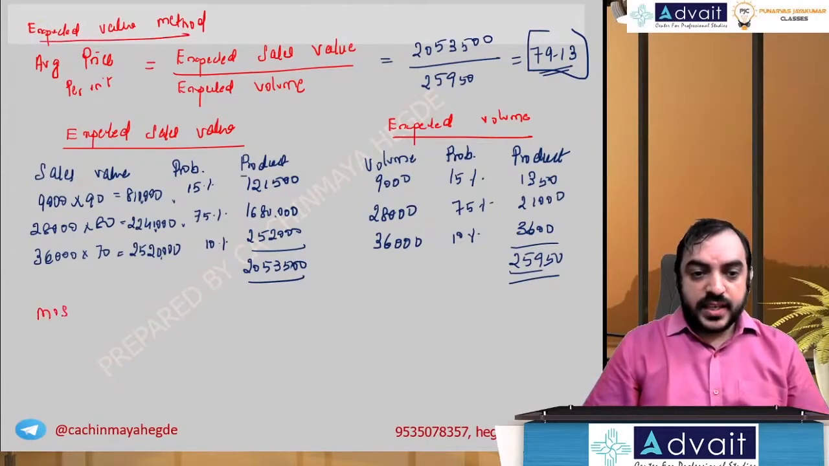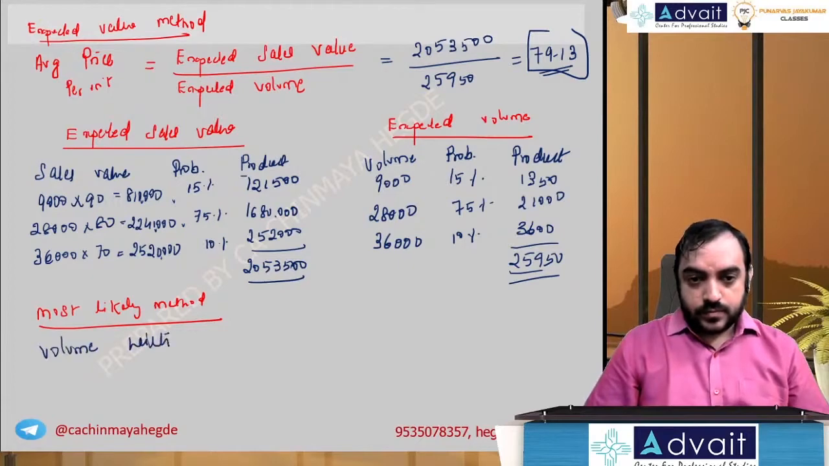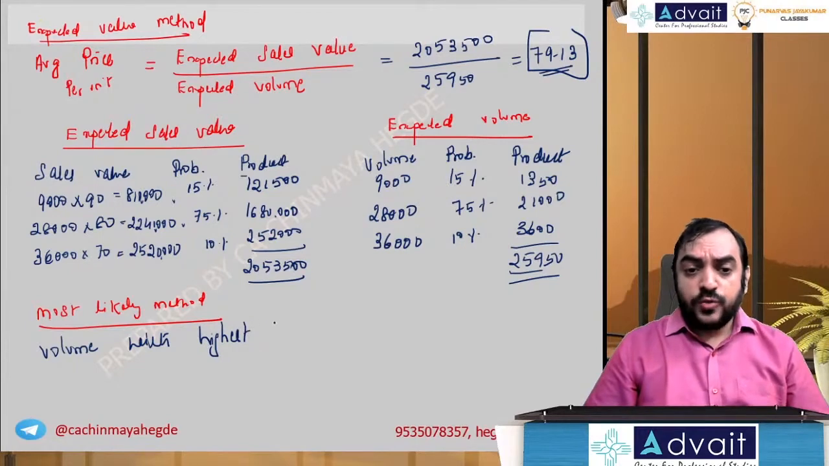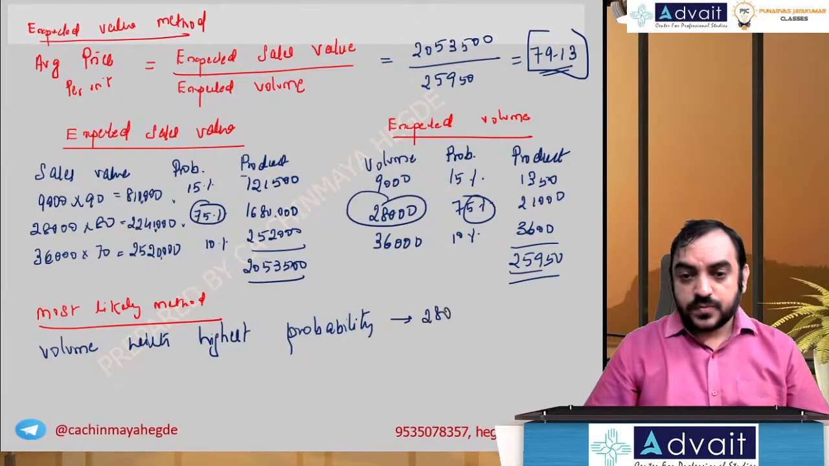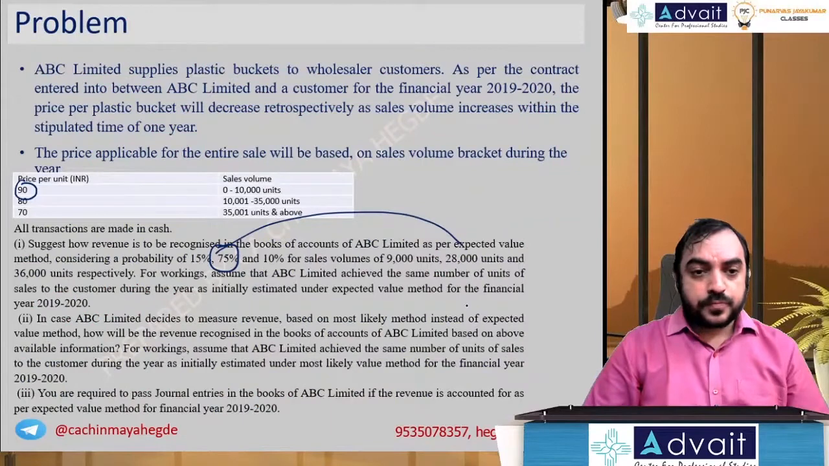If you follow the most likely method, then you just go straight away for the volume with the highest probability. Only two situations, we should think like that. Volume with highest probability, that is, highest probability 75%, volume is 28,000. 28,000 is the highest probability, and for 28,000 your price per unit is going to be 80 rupees.